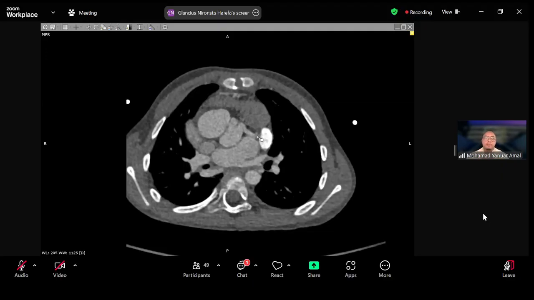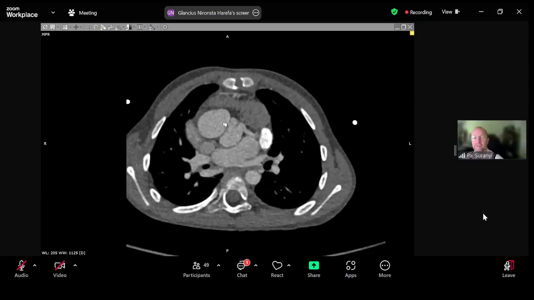If the surgeon wants to approach from the right or left side, it's okay. But if they want to approach from the anterior, that's also the region that I need to inform the surgeon. I think that's about the coronary artery in congenital heart disease, Professor.